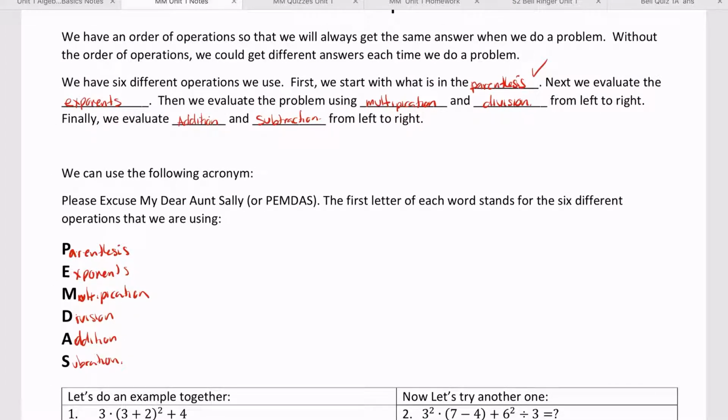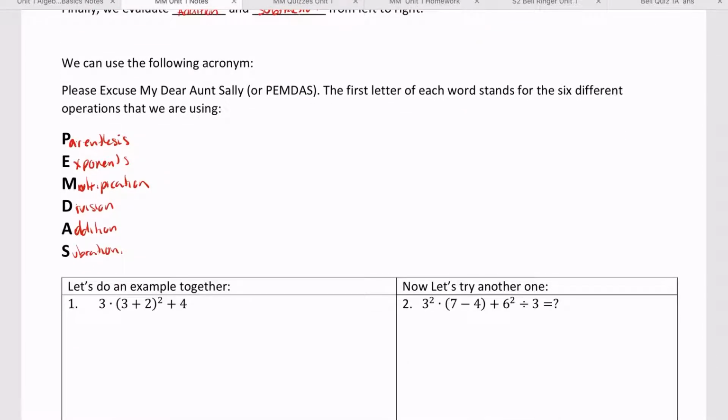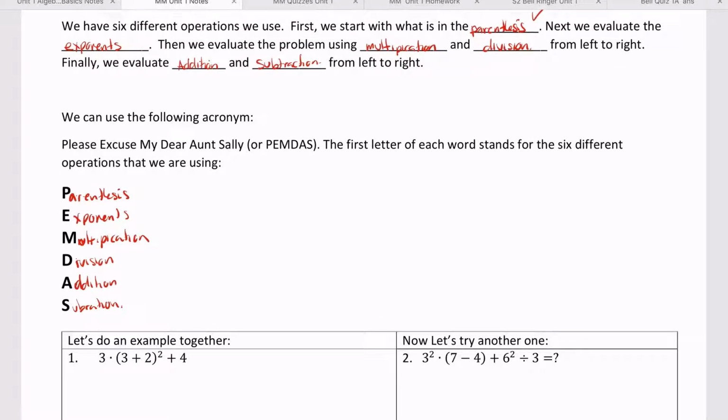So exponents are like, right here would be an exponent in example 1. Next, after that, we evaluate problems using multiplication and division from left to right. So multiplication and division, it's like they're married, okay? And we have to do both of them, but we always start left to right. And I'll show an example of why you need to do that.